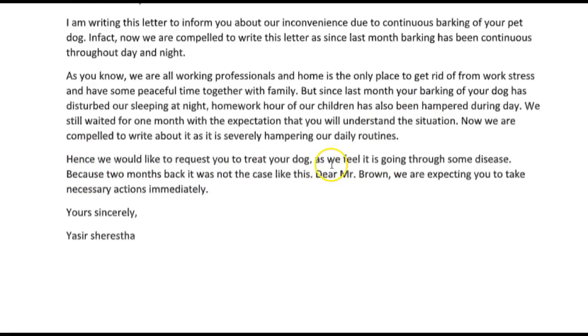Hence, we would like to request you to treat your dog as we feel it is going through some type of illness. Our reason for believing this is that 2 months ago, this was not the case. Mr. Brown, we are expecting you to take necessary actions immediately. I don't like dear Mr. Brown. Yours sincerely, Yasir Sratha. Okay.